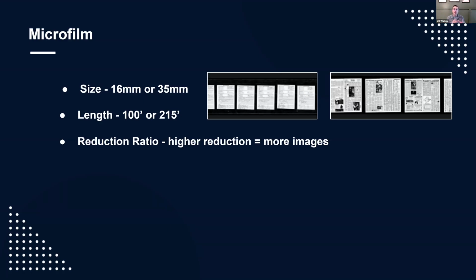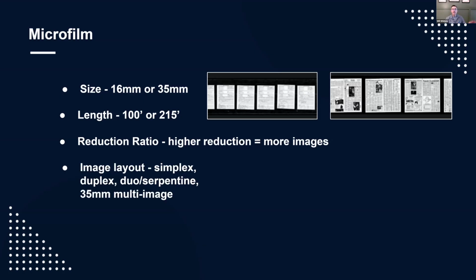So the higher the reduction ratio, which sometimes does change on film, the smaller the image, and likely there are more images. So that can affect it as well. Usually it's not something we dive into in projects, but just for the back of your knowledge, you know that a higher reduction ratio means more images.